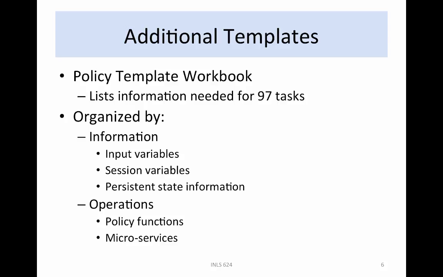For each policy, a policy template was created for an iRODS rule. The template defined whether a constraint was applied and the persistent state information that was needed for the constraint, and the information needed to implement the operation used by the policy. The information categories included rule input variables, session variables, and persistent state information variable names. The operations that were applied by the policy included both the policy functions that were invoked and the microservices that were executed.